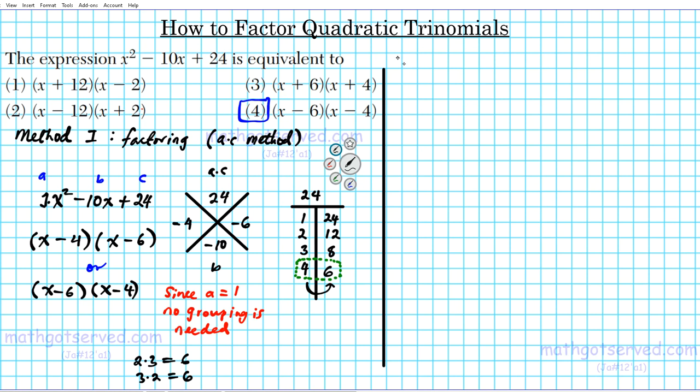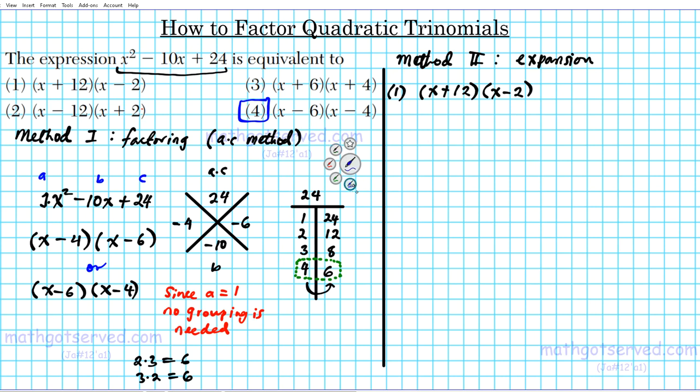Now let's assume that you forgot or you don't know how to do the AC method, but this is a multiple choice question, so you can take advantage of the options. Using the method of expansion or FOILing, you can also generate the correct answer. It just takes longer for some people. What we're going to do is expand every single option and see which one yields the question. Let's start with option 1, x plus 12 times x minus 2. Just FOIL it out.